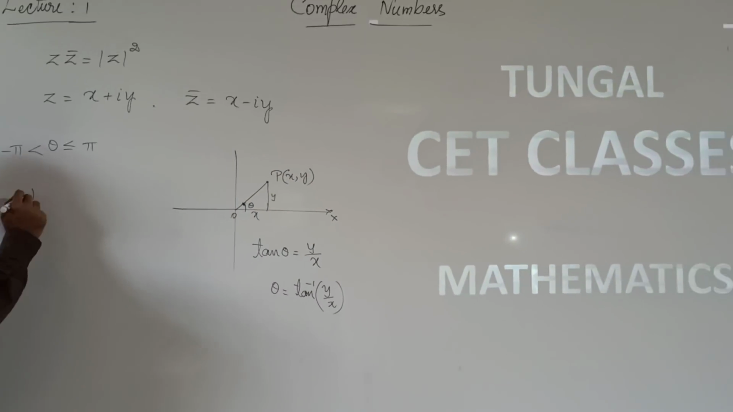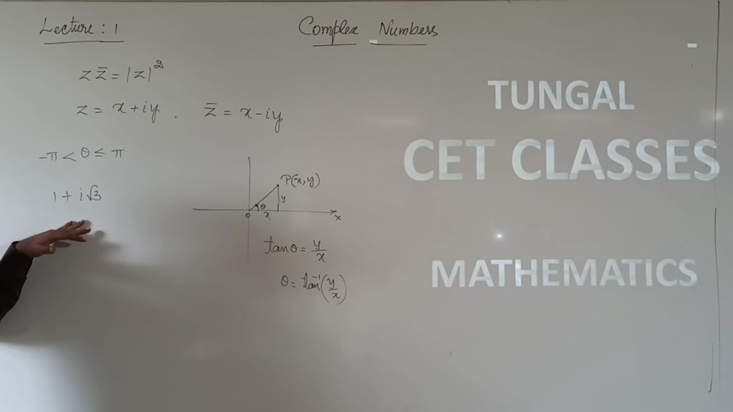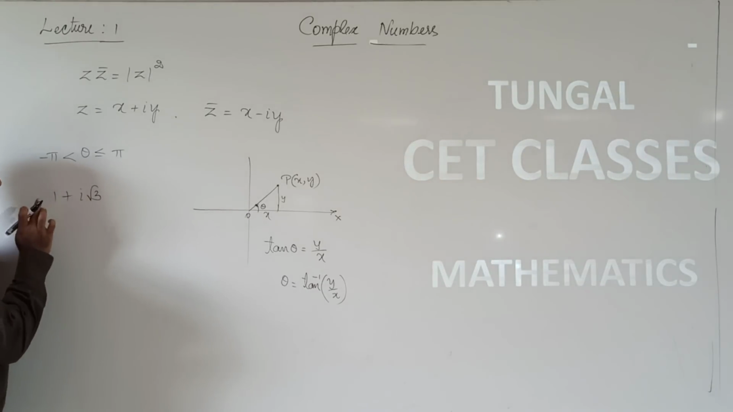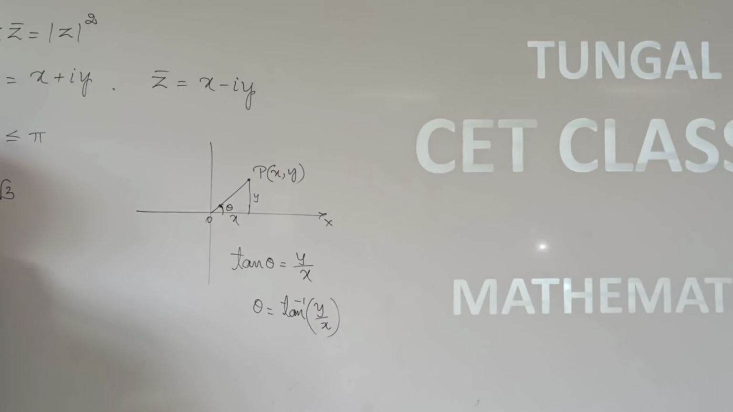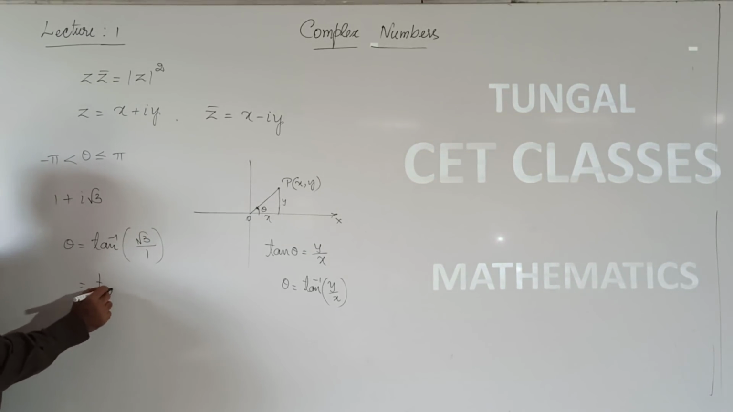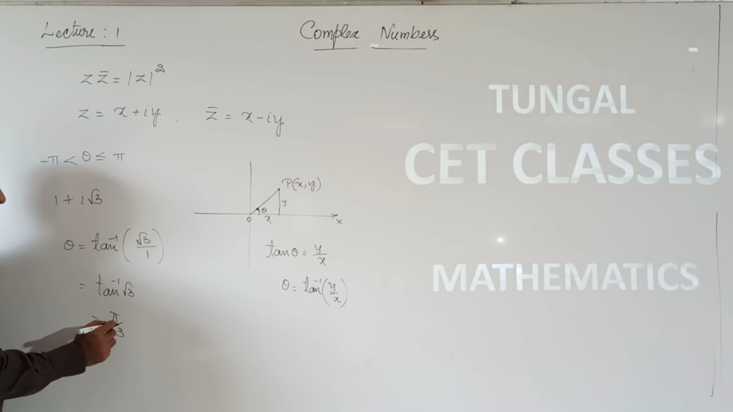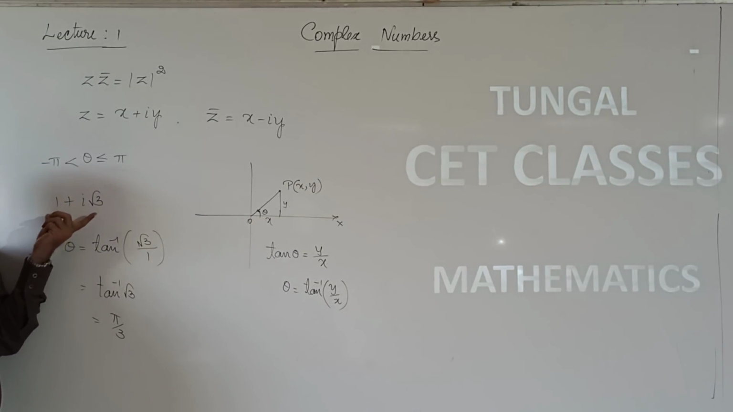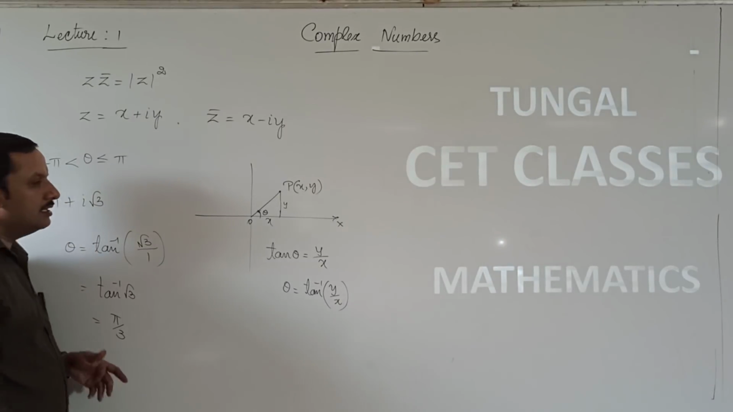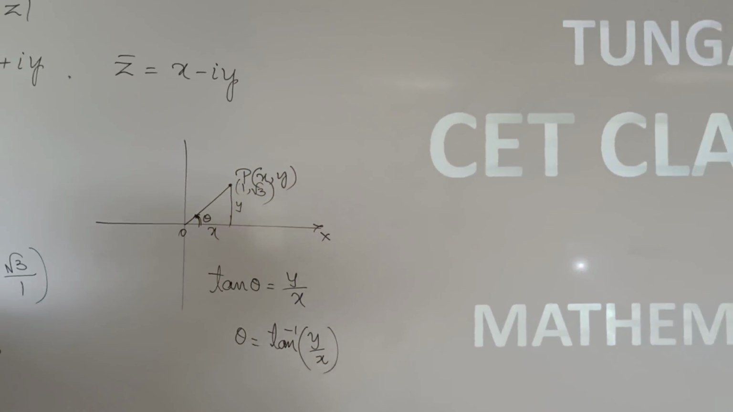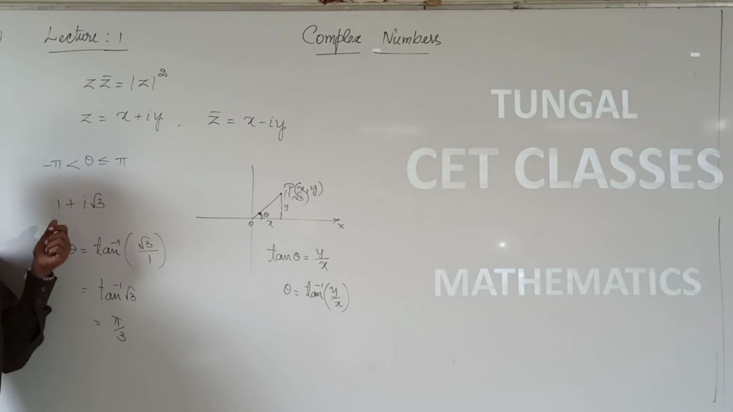For example, if I am talking about 1 plus i root 3, let us say I want to find the amplitude of 1 plus i root 3. Here x is 1 and y is root 3. So theta is equal to tan inverse of y by x, root 3 by 1. Tan inverse of root 3 is equal to pi by 3. This is the amplitude of 1 plus i root 3. So when we take the complex number in the first quadrant, this point 1 comma root 3, then this angle is pi by 3, which is 60 degrees. Okay, well understood, easy.